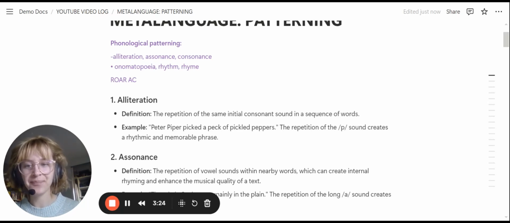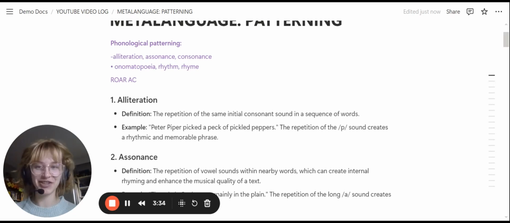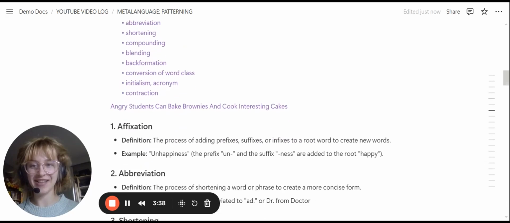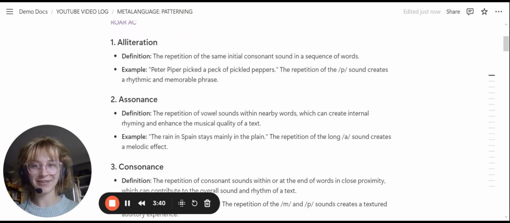RAW AC. So we've got our rhythm, onomatopoeia, alliteration, rhyme, assonance, consonance. It doesn't work very well, and the reason for that is there's 2 R's and 2 A's, so it's very confusing, but it's nowhere near as bad as the morphological one, which we'll get to later.